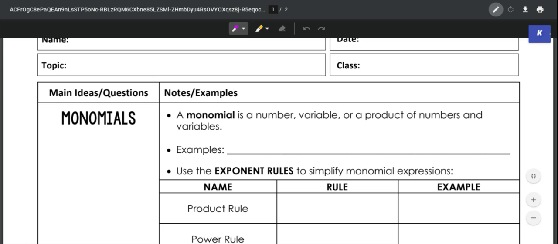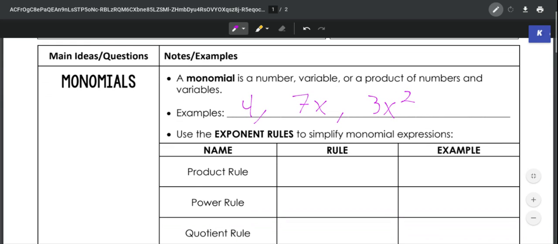So a monomial is just a number or a variable. Pretty much it's just a single term, like if you had 4 or if you had 7x. Or if you had something like 3x squared. That's all a monomial is. It's just a single term, and on that single term it can pretty much be anything.